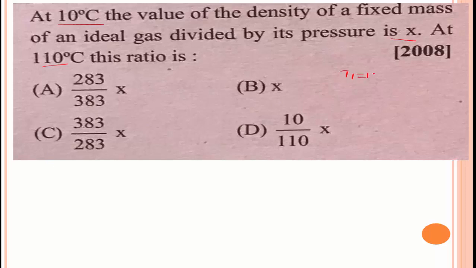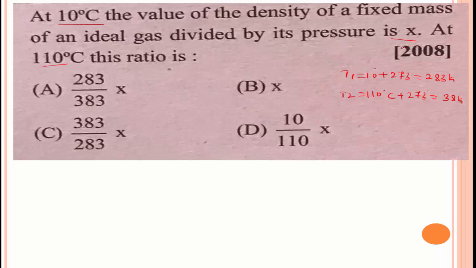Here T1 is equal to 10 degrees Celsius converted into Kelvin. 10 plus 273 is equal to 283 Kelvin, and T2 is equal to 110 degrees Celsius plus 273. This is 273 plus 100, 373, plus 10, 383 Kelvin.